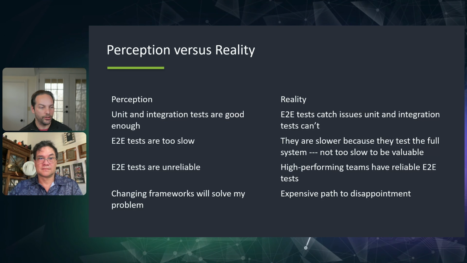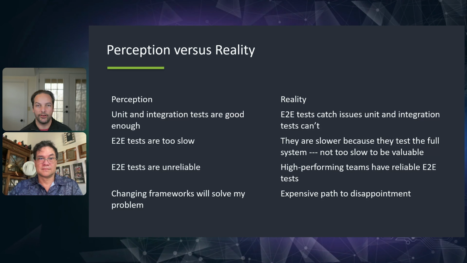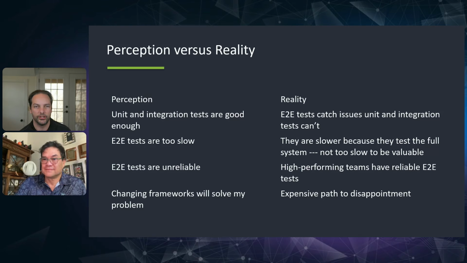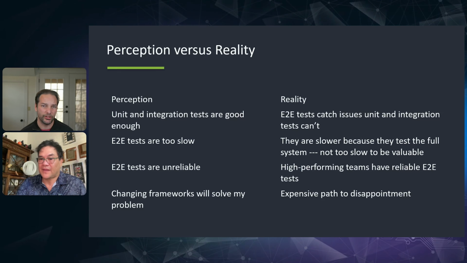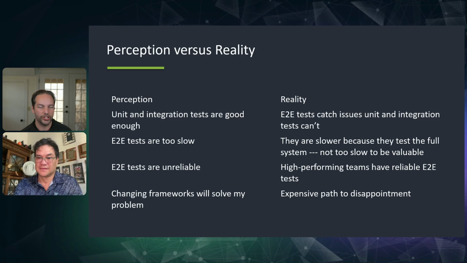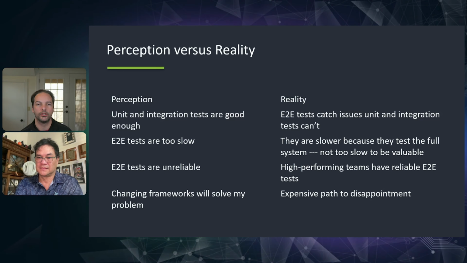But, and this is incredibly important, end-to-end tests aren't too slow to be valuable. So they are slower than unit tests, but they're not too slow to be valuable to your company. In fact, sometimes they're the most valuable tests that you have. They're the things that test your mission critical functionality, the end-to-end flows your users count on.